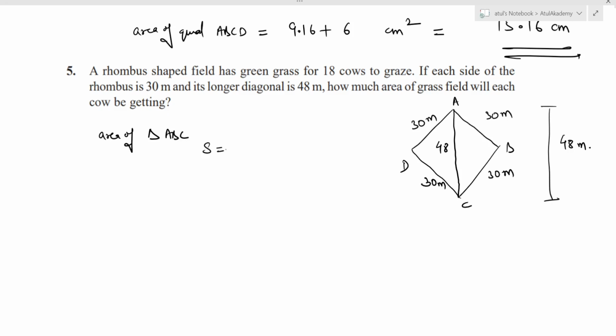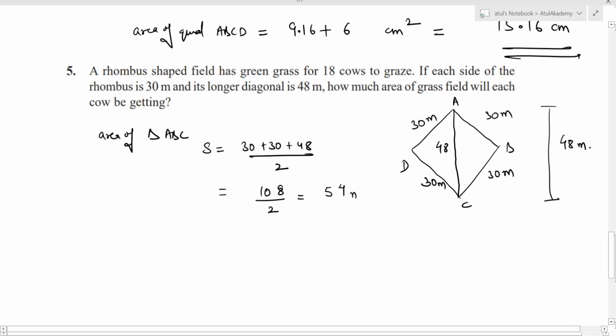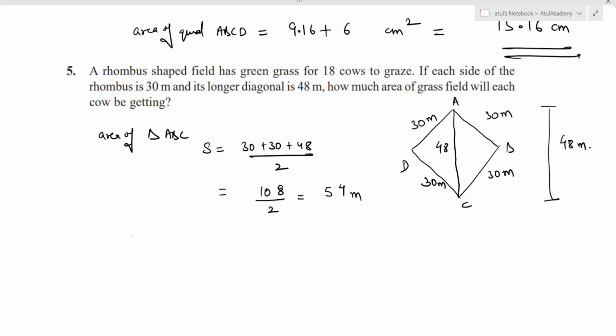So for that, I'll calculate S as 30 plus 30 plus 48 by 2. So how much is that? 60 and 48 is 108, by 2. So what will you get? It's 54 meter. Sorry, not centimeter, 54 meter. Students, you need to take care of units. Fine. Now, next let's calculate the area using Heron's formula.